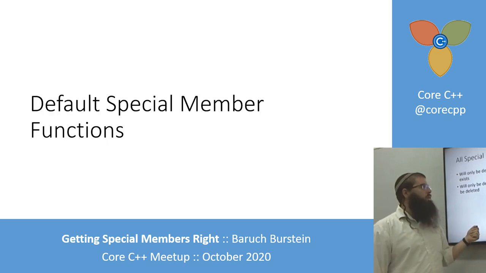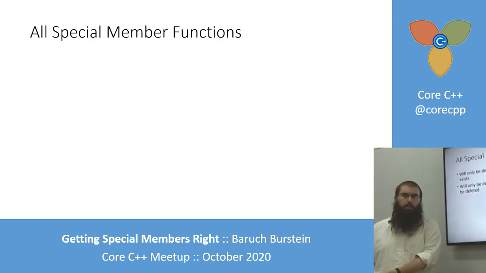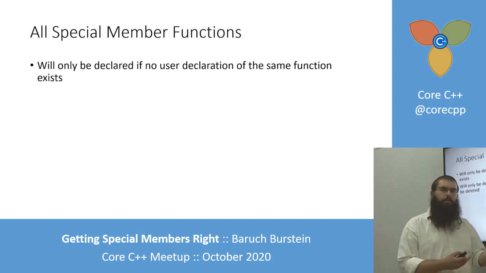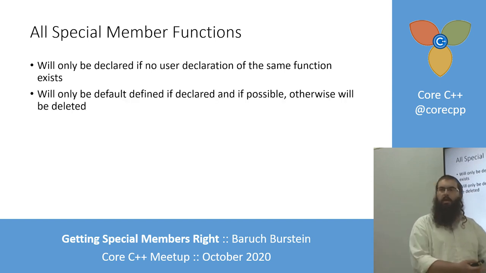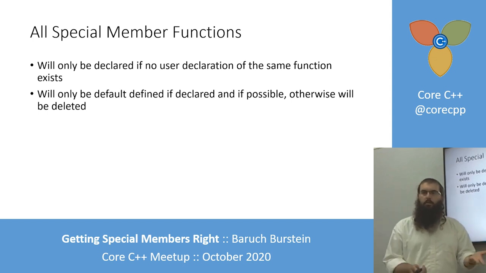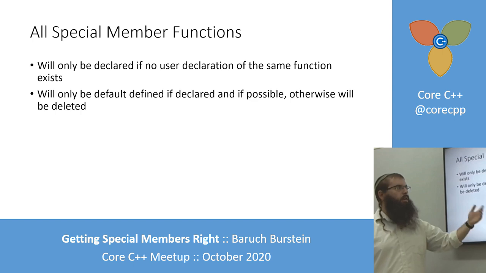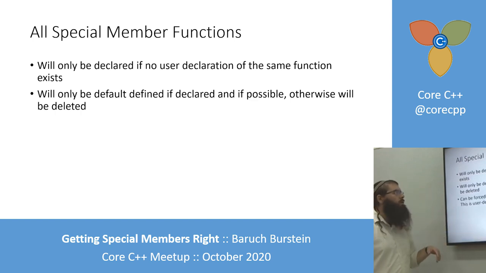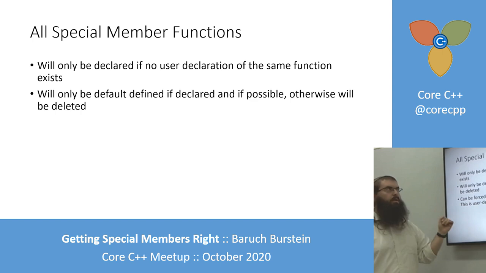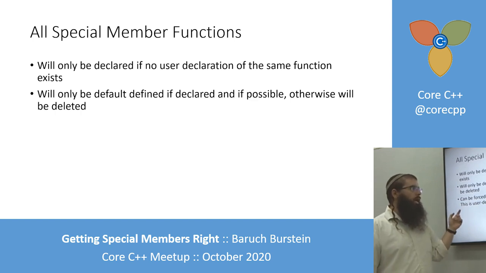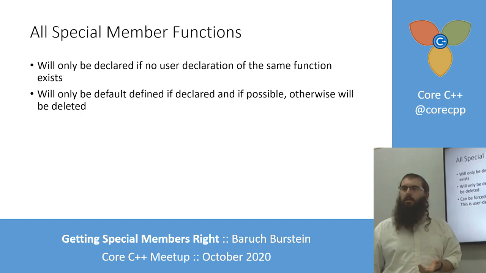So before we get into implementing the special member functions ourselves, what happens if we don't implement them? We rely on the default from the compiler. All these special member functions, first of all, will only be declared, like we said, if there's no user declaration. They will only be defined if, first, they were declared based on the previous rule, and if possible. For instance, if we have a default constructor, and we have a member of the class that doesn't have a default constructor, the default constructor, which should be calling the default constructor of every member, can't do that, and therefore it won't be defined by the compiler. There's no error. If the compiler can't define it, it won't. There's no error involved, unless we try to call it.